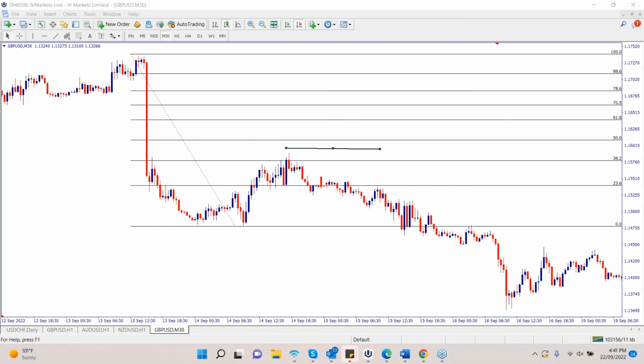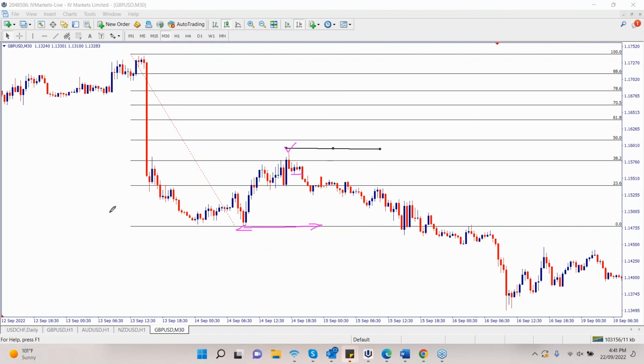And if the market is going to break this area, then we can extend our target with a very good risk to reward ratio. So this is how we use the confirmation. So this is all about the bearish market structure.